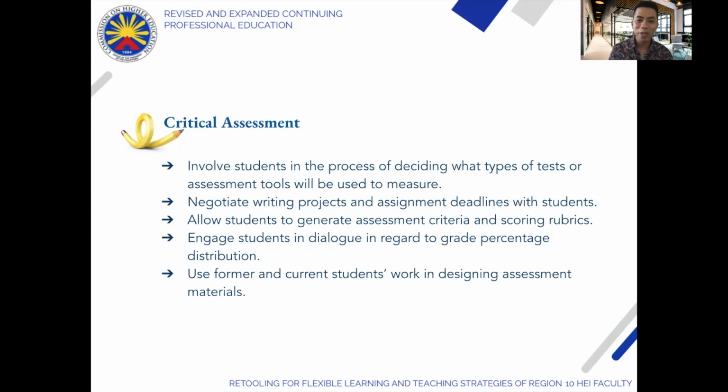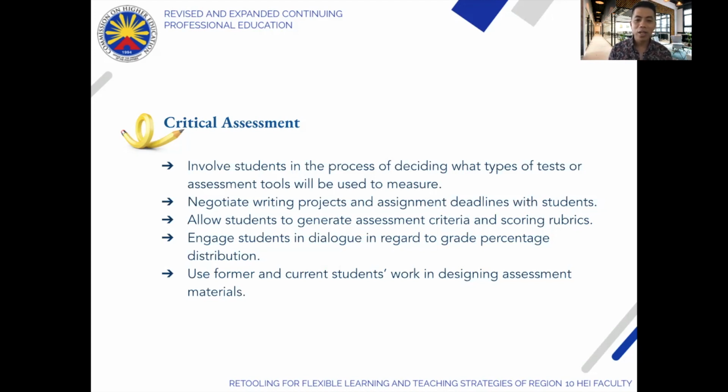I engage them in conversations. Negotiate writing projects and assignment deadlines with students. I have done that a couple of times, and the students seem to like it. Allow students to generate assessment criteria and scoring rubrics. I think Sir Arvin Narvasa of USTP has done this also in his class. I have also done it in my class, so therefore, 2 different contexts, and it's possible, so why not allow it to actually happen perhaps in your class.